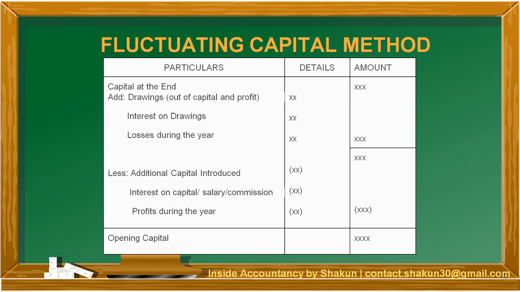So the closing capital would be given in the question, and some of the other items would be given too. By adding and subtracting these items, you can calculate the opening capital. Always remember, in the fluctuating capital method, all the transactions have been mentioned here: drawings out of capital as well as out of profit. So all the transactions are mentioned here and we are not excluding anything.